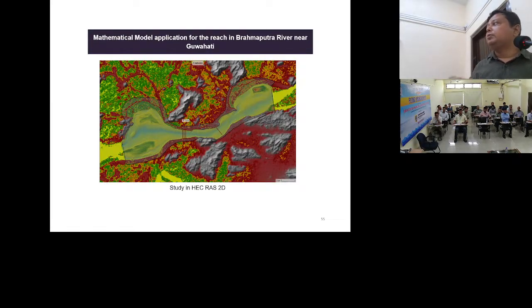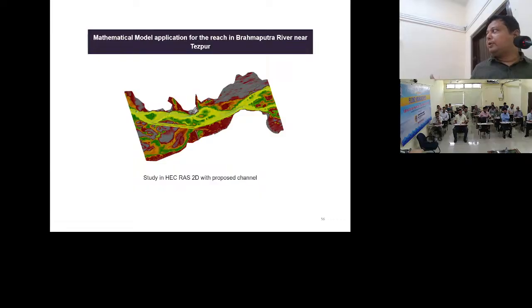But I have already said we can do these mathematical models in 2D also. So in the 2D model study also, some of the things we can get. That type of study we do here. In this Guwahati area also we have done a mathematical model study in NEHARI. We have done a mathematical model study for the Tezpur area also.